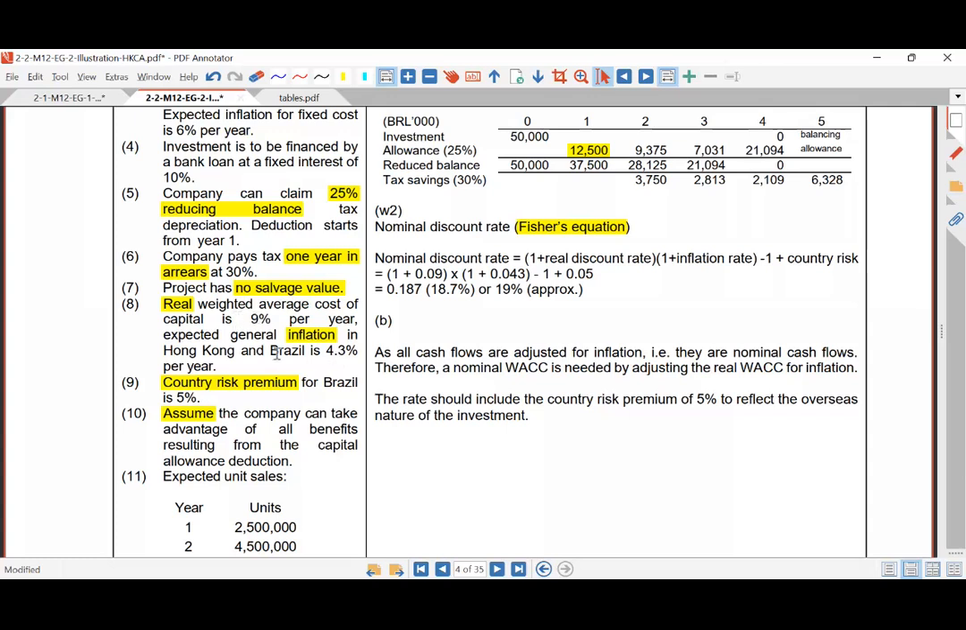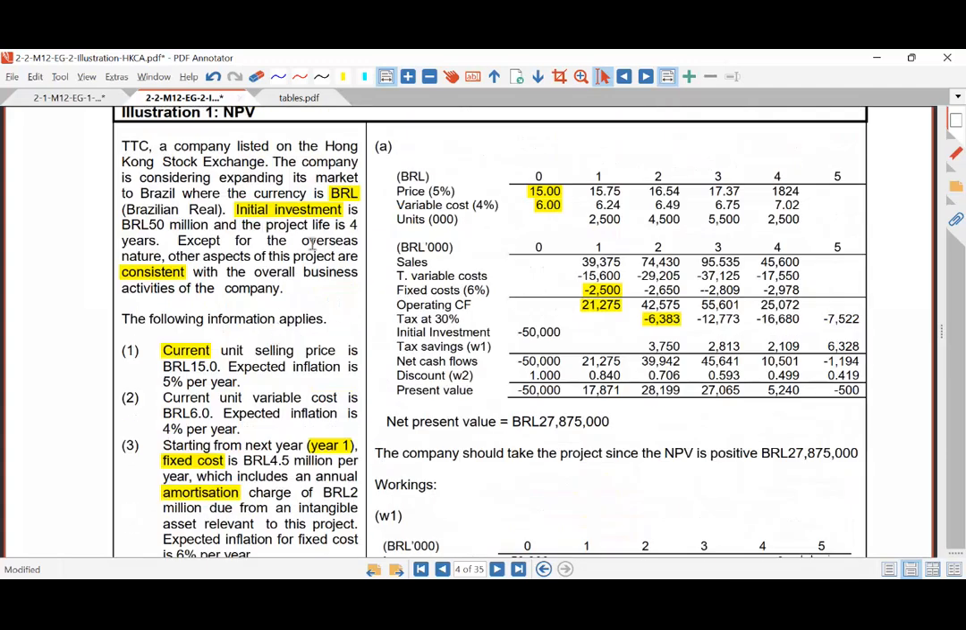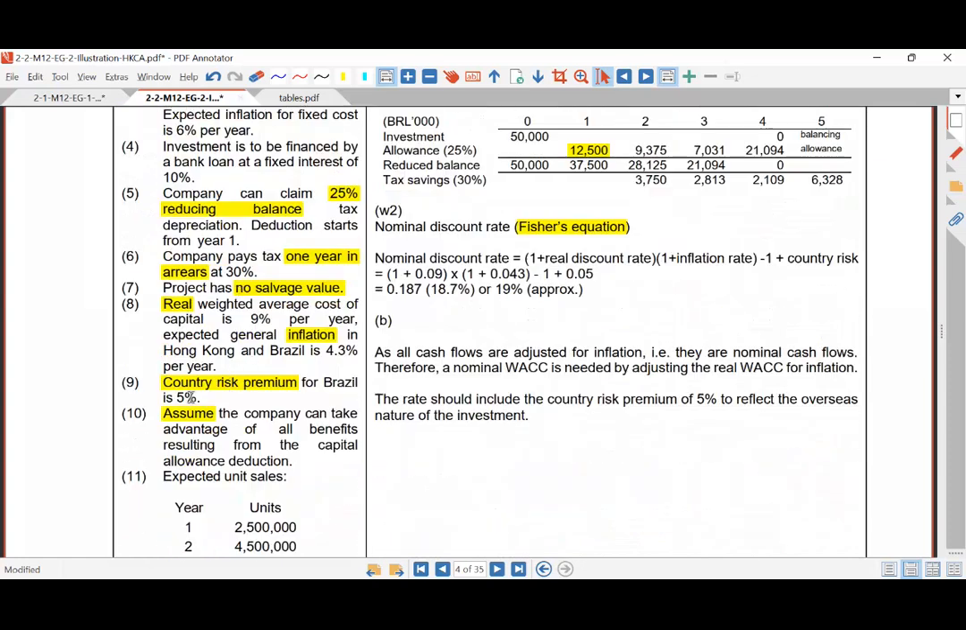On top of that, there is a difference in the risk between overseas and domestic. So we have to add on the country risk premium of 5%. That's how we handle it. So then we get the nominal cost of capital as the discount rate there. And number 5, there will be the capital allowance.